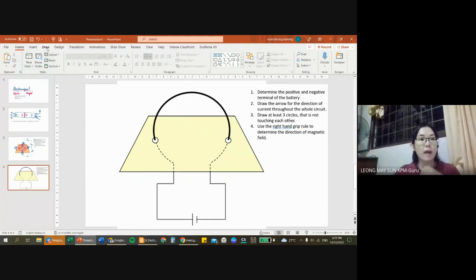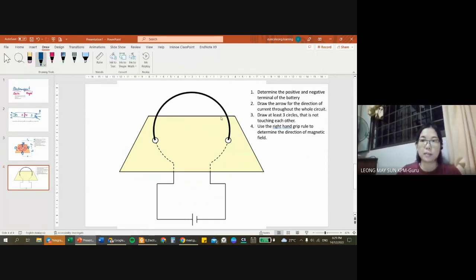So what we have here right now is to determine the positive and negative terminal of the battery. Positive is the longer line, negative is the shorter one. So current flows from positive, coming out here. This part is coming out, going upwards, coming back in towards the negative terminal. So that's the current. The color doesn't really represent anything much, so don't worry about that. So now I've determined the positive and negative, and I've drawn the direction of the current.